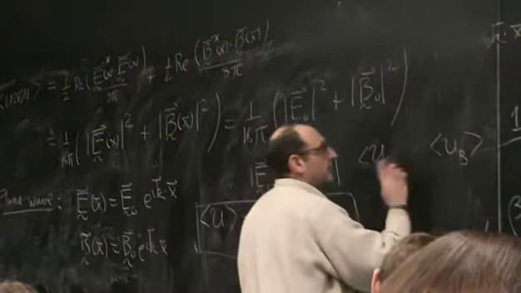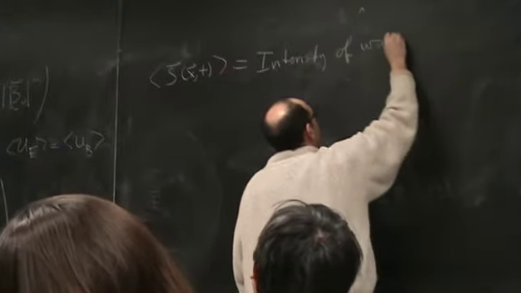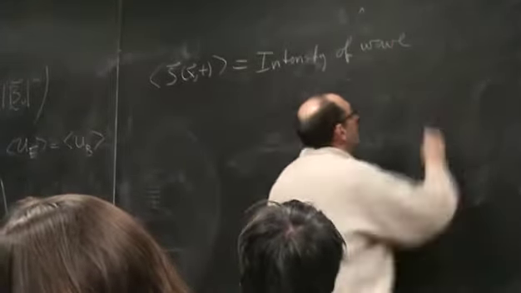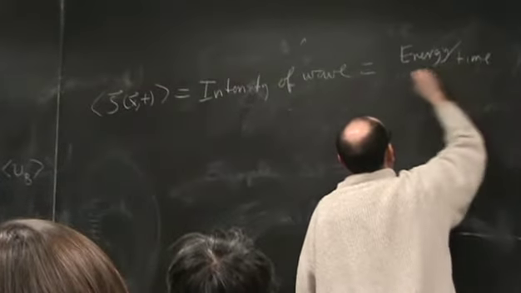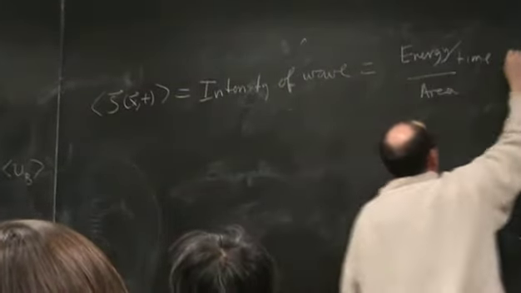All right, what about the Poynting vector? Again, we can look at the time average of the Poynting vector as a function of position. This is known as the intensity of the wave. What are the units of the Poynting vector? It's the energy per unit time, per unit area, or the power per unit area. That's the intensity.